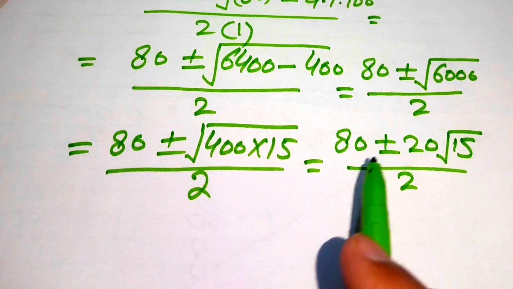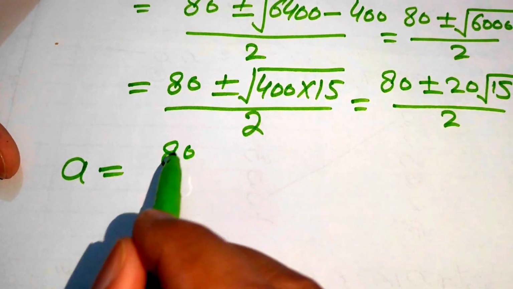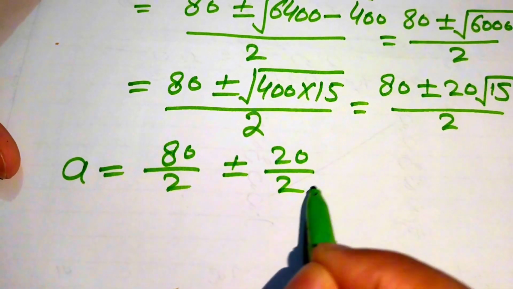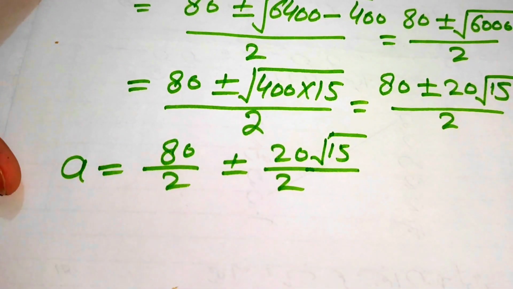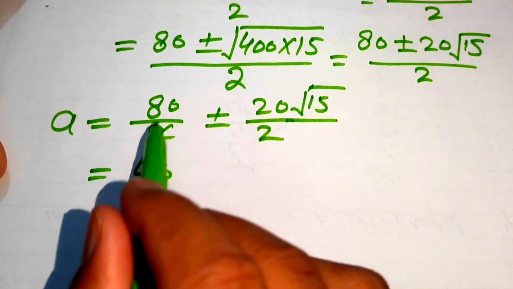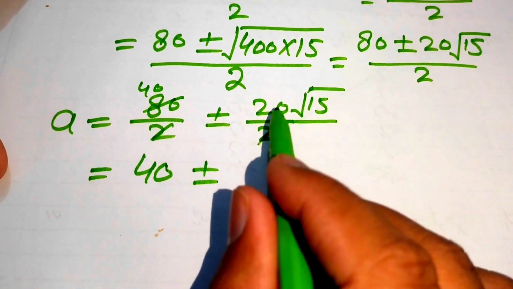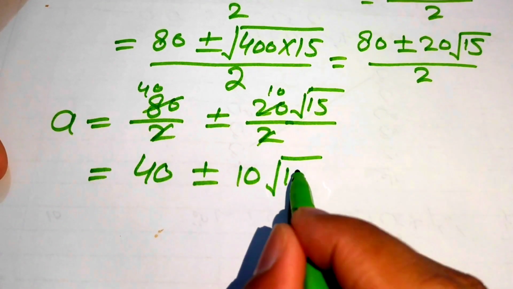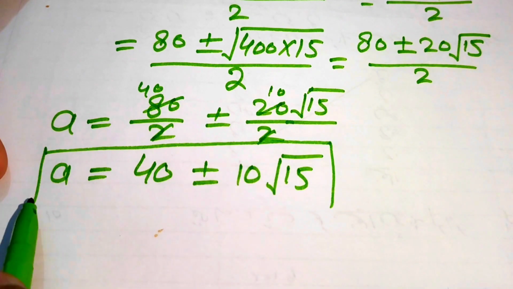So here we break the fraction, and we write it as a equals 80 over 2 plus minus 20 over 2 times square root of 15. Here we cancel the terms: 2 fours are 8 and 0, so we get 40 plus minus, and here 2 tens are 20, so 10 times square root of 15. So these are the two values of a.